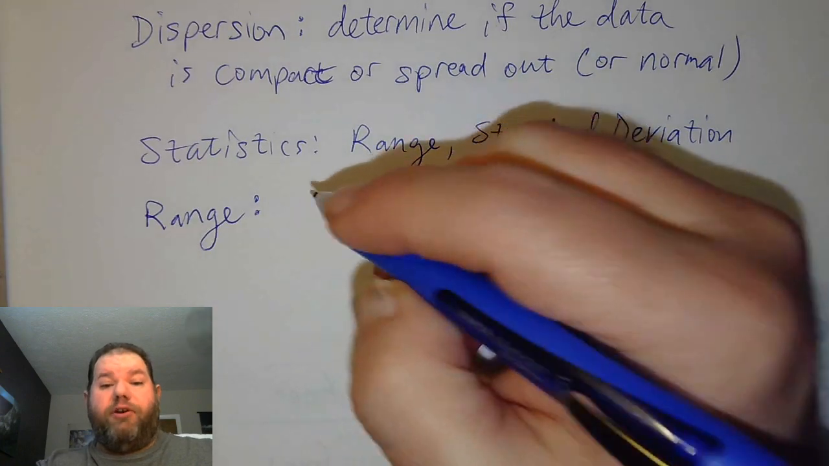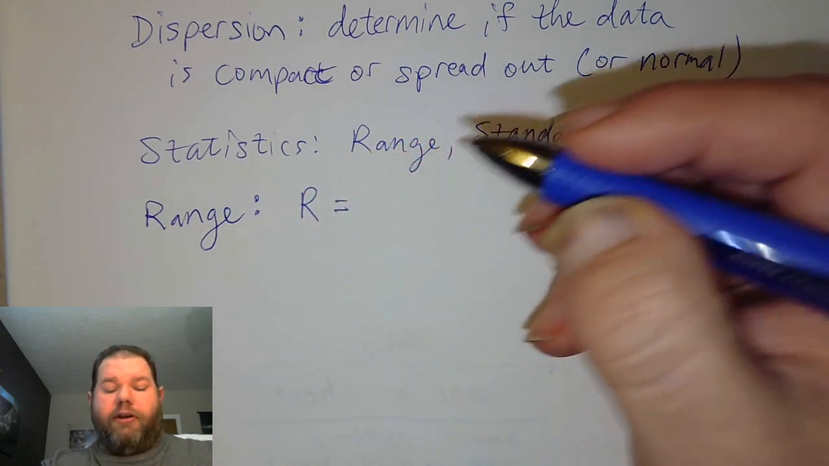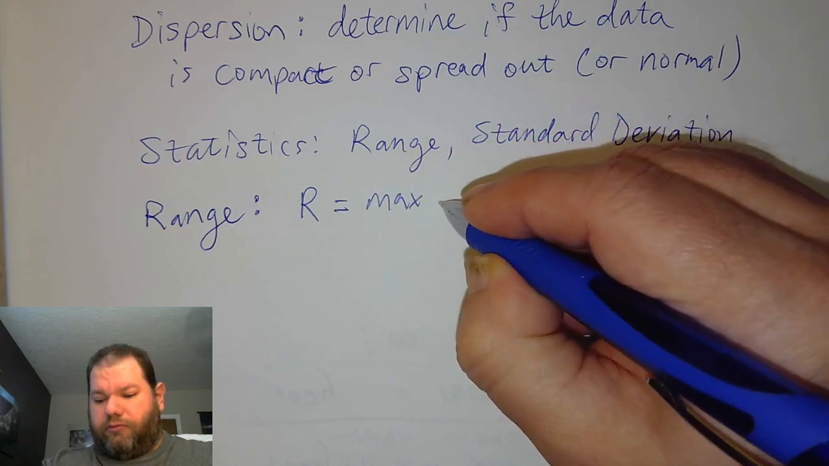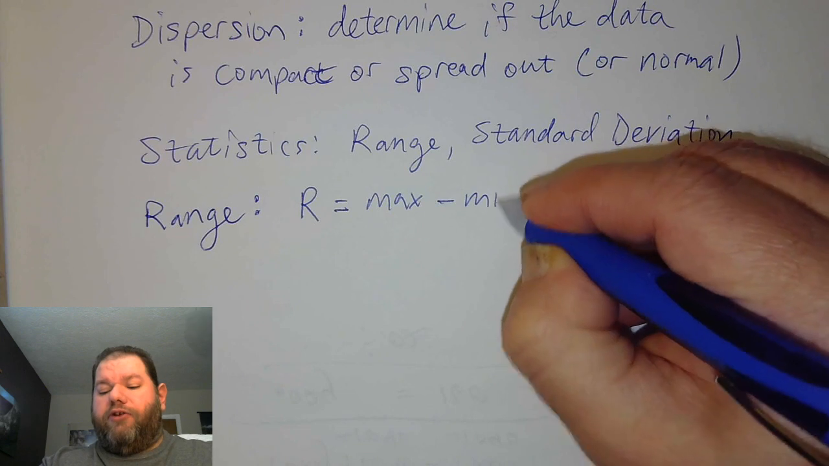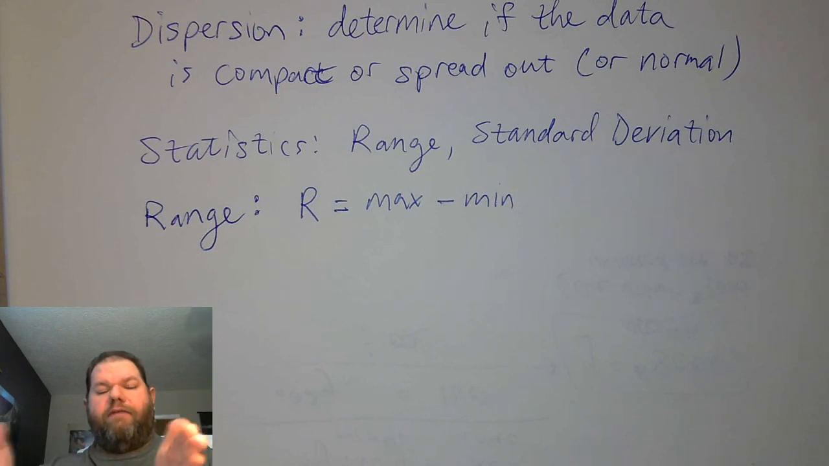Now the range is a pretty easy calculation, and I'll just use R, capital R, to indicate it. But the range is simply the maximum value minus the minimum value. Okay, it's just the difference between the highest data value and the lowest data value. So basically, which data values are we actually looking at in this set, from the lowest to the highest? How far is that distance?